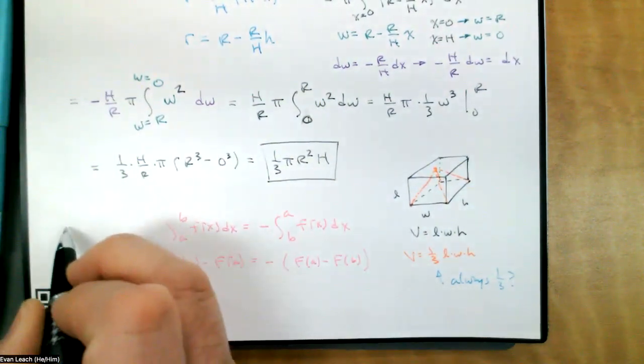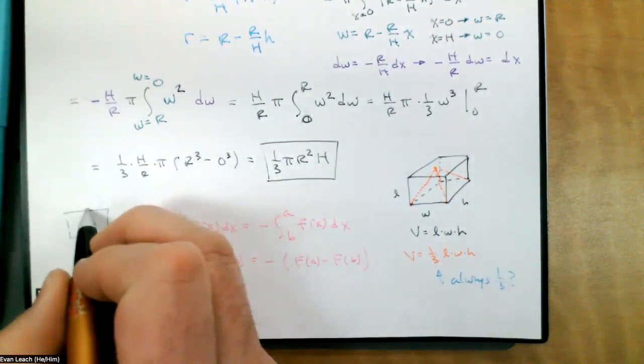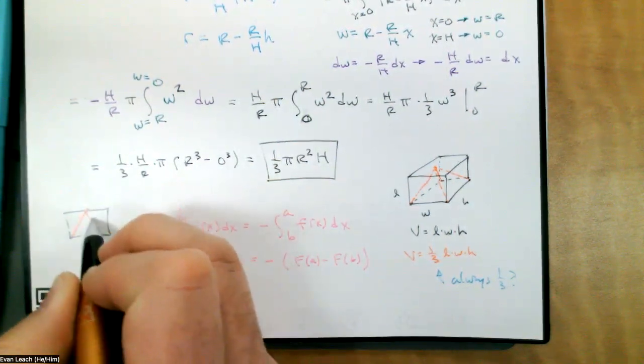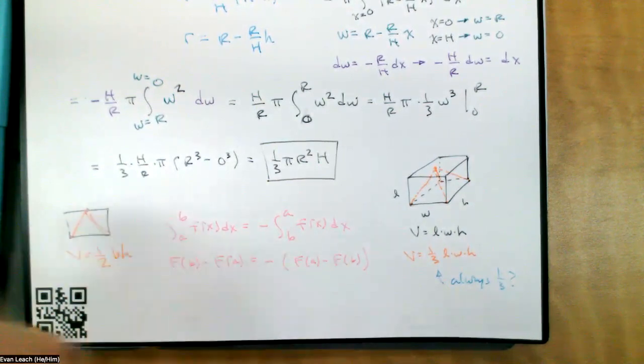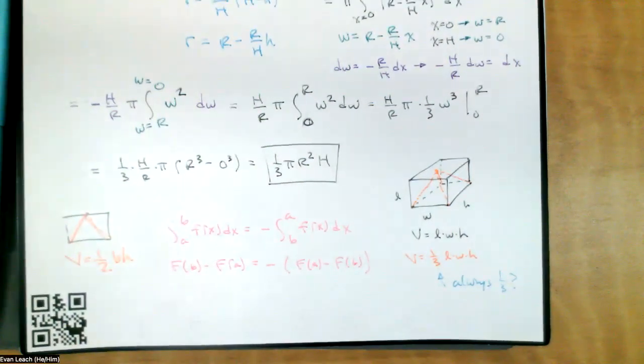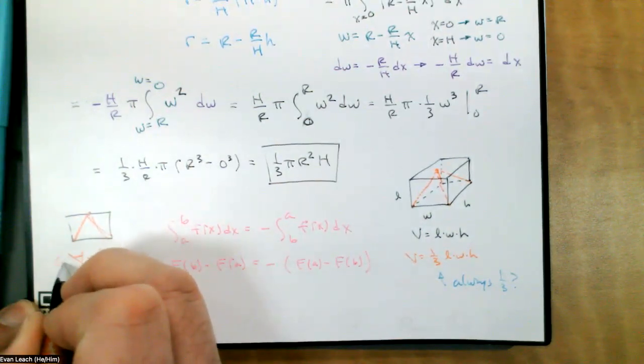This is a thing that's happened before. If you take a rectangle and pick a point on the top of the rectangle and just draw lines to the bottom of the rectangle, that area is 1/2 the base times the height. Flip that over.